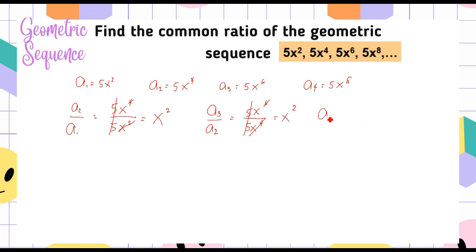And then, the last one is a sub 4 is to a sub 3. So, that is 5x raised to 8 is to 5x raised to 6. Cancel po ulit ang 5 kasi 5 divided by 5 is 1. And then, using the laws of exponent, ma-minus natin and that will become x squared. So, therefore, our common ratio is equal to x squared.